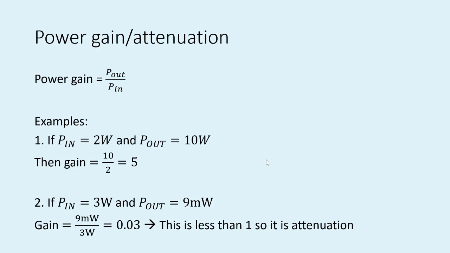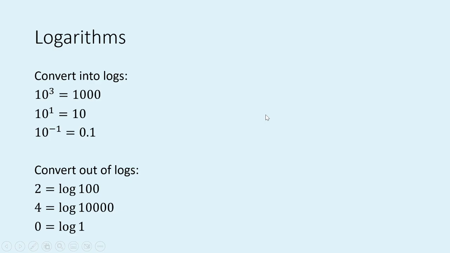If, on the other hand, the input power was 3 watts and the output power was 9 milliwatts, watch out for the units here. This is a lot smaller as a number because of the units. So we do output divided by input and we get 0.03. This is less than 1, so this is an attenuation. So that's what attenuation is. It's just a gain that's less than 1.